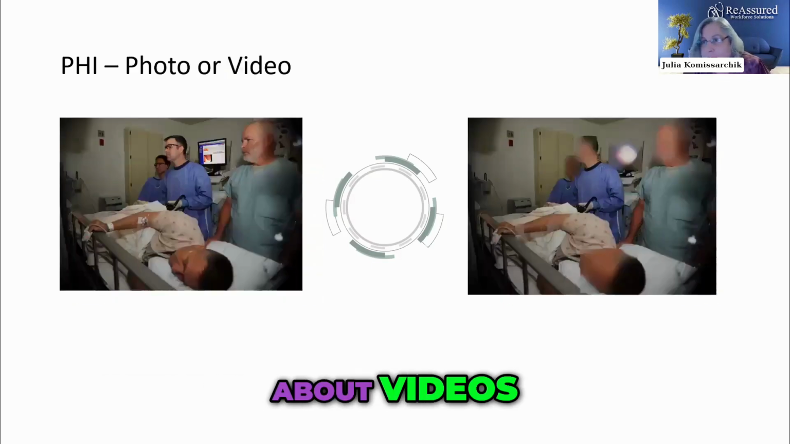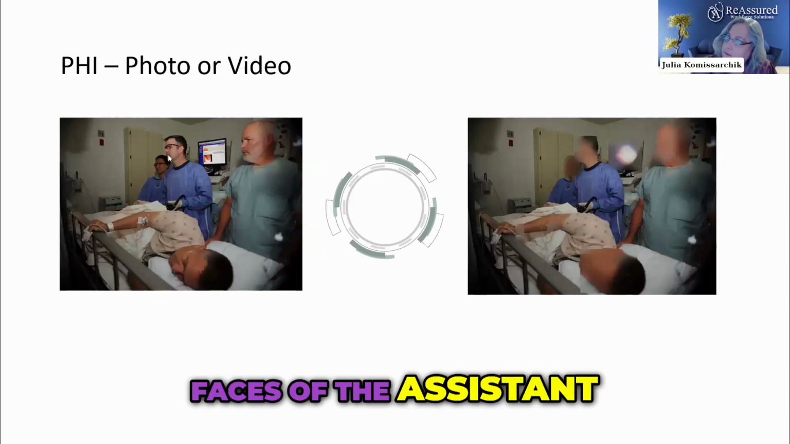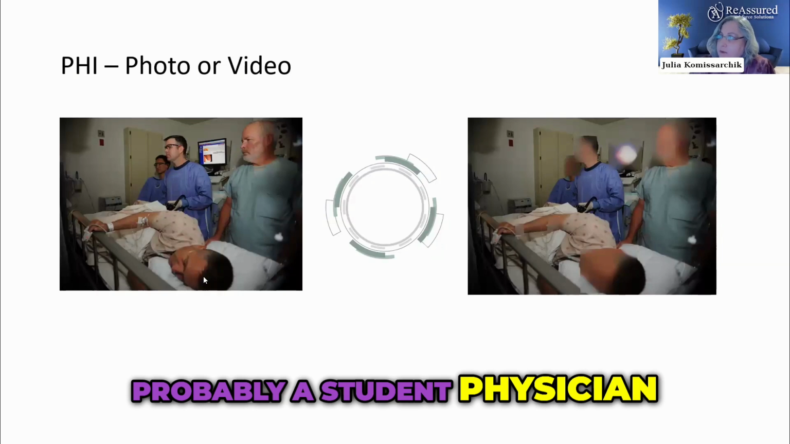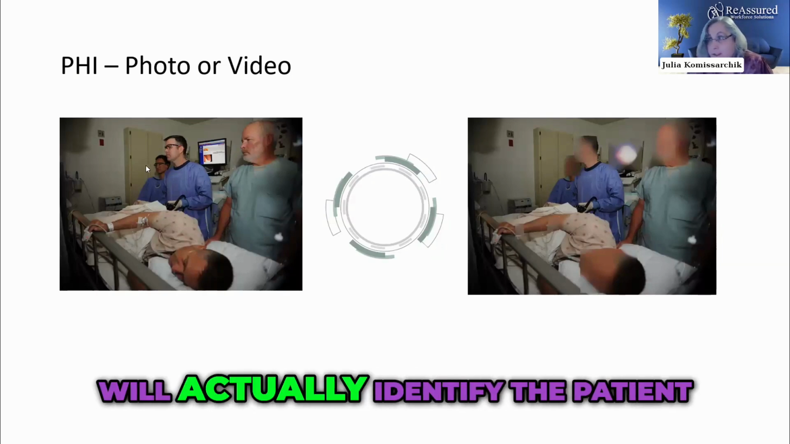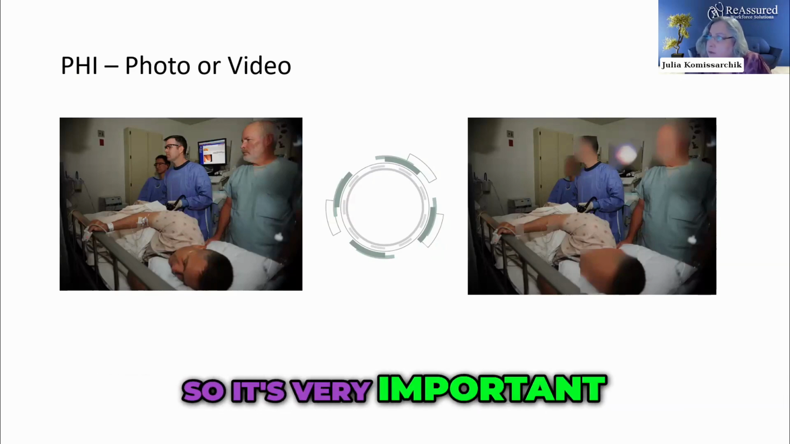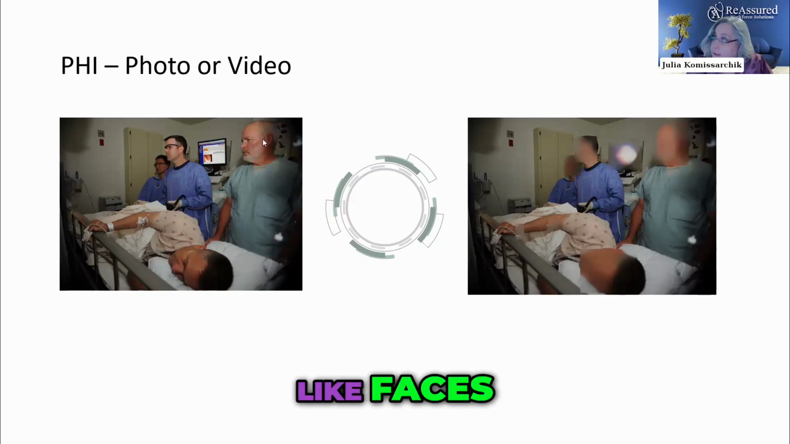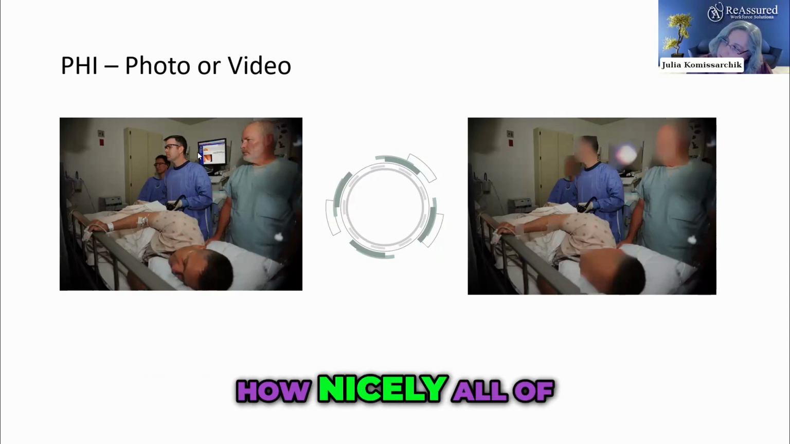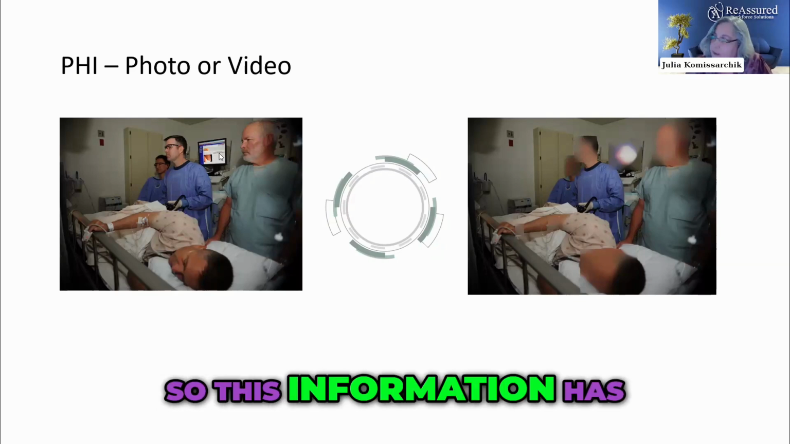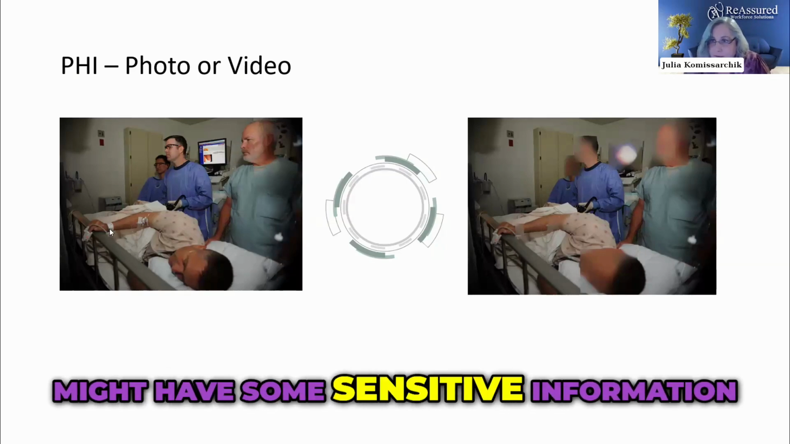But if we're talking about videos, here's a video of a colonoscopy, right? So we have the faces of the assistant, of the main physician, probably a student physician, as well as the patient. All of this information will identify the patient, right? Because facial recognition is very good right now. So it's very important, if one wants to share this video for research, to obfuscate things like faces, but also you see how all of the sensitive information is right there on the screen. So this information has to be de-identified. Sometimes the patient tag might have some sensitive information, etc.